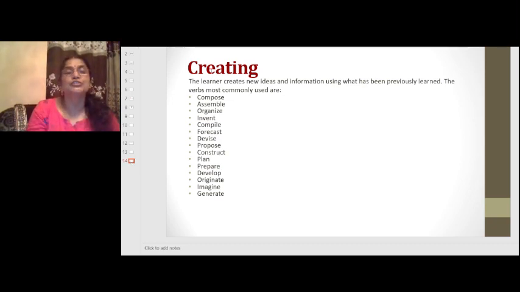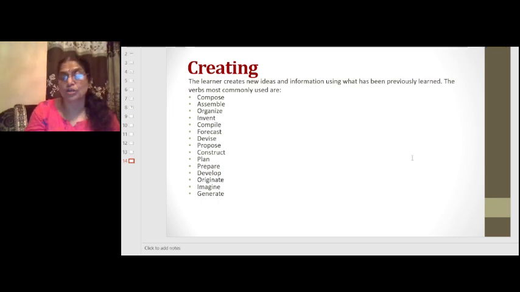Okay, the verbs used to frame the questions for the teachers are compose, assemble, organize, invent, compile, forecast, devise, propose, construct, plan, prepare, develop, originate, imagine, generate. So all these are for creation questions.